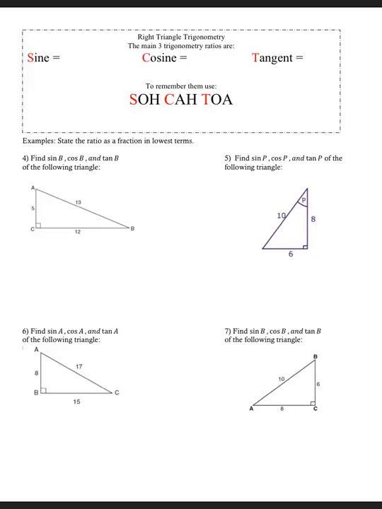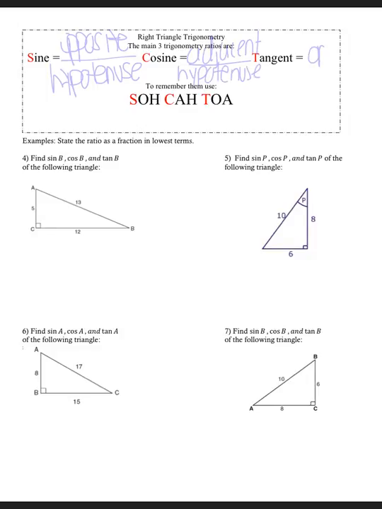Okay, so now on this page, it says that there's 3 main trig ratios. So the first one is sine. S stands for sine. This is known as opposite over hypotenuse. And then cosine is adjacent over hypotenuse. And then tangent is equal to opposite over adjacent. So you guys need to know these.